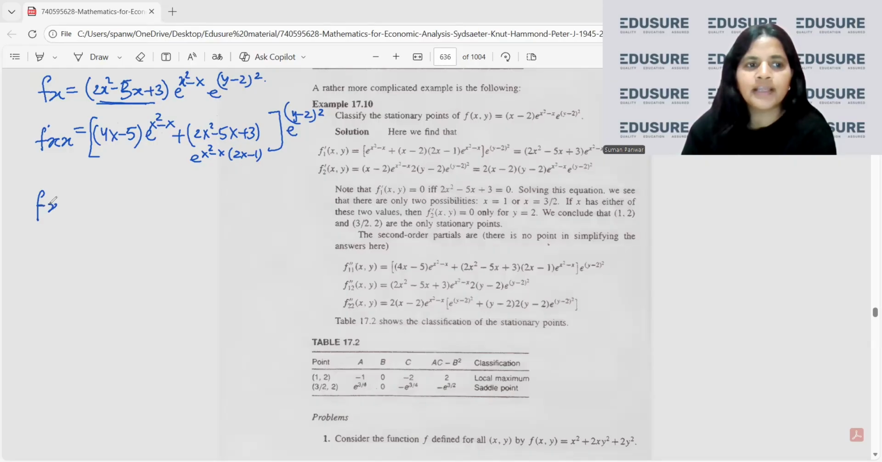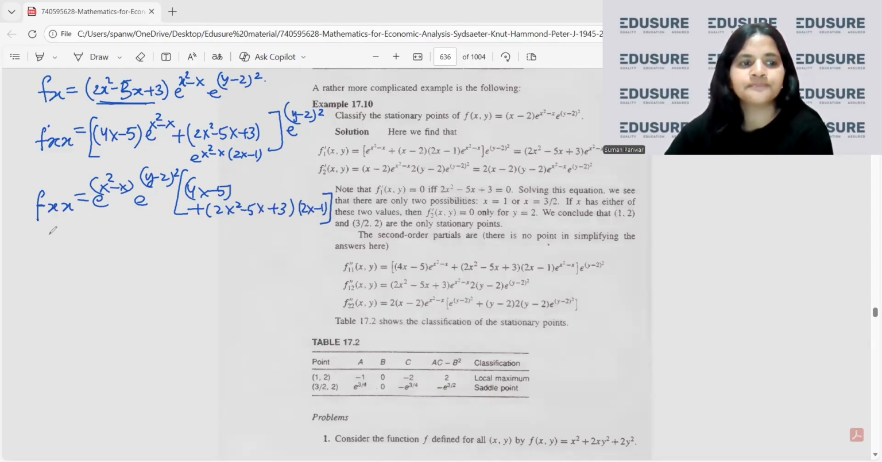Let's simplify it a bit and write it. So fxx is e raised to the power x square minus x, e raised to the power (y minus 2) whole square, and in the bracket (4x minus 5) plus (2x square minus 5x plus 3) into (2x minus 1). This is your fxx. Okay. So now again we have this fx.